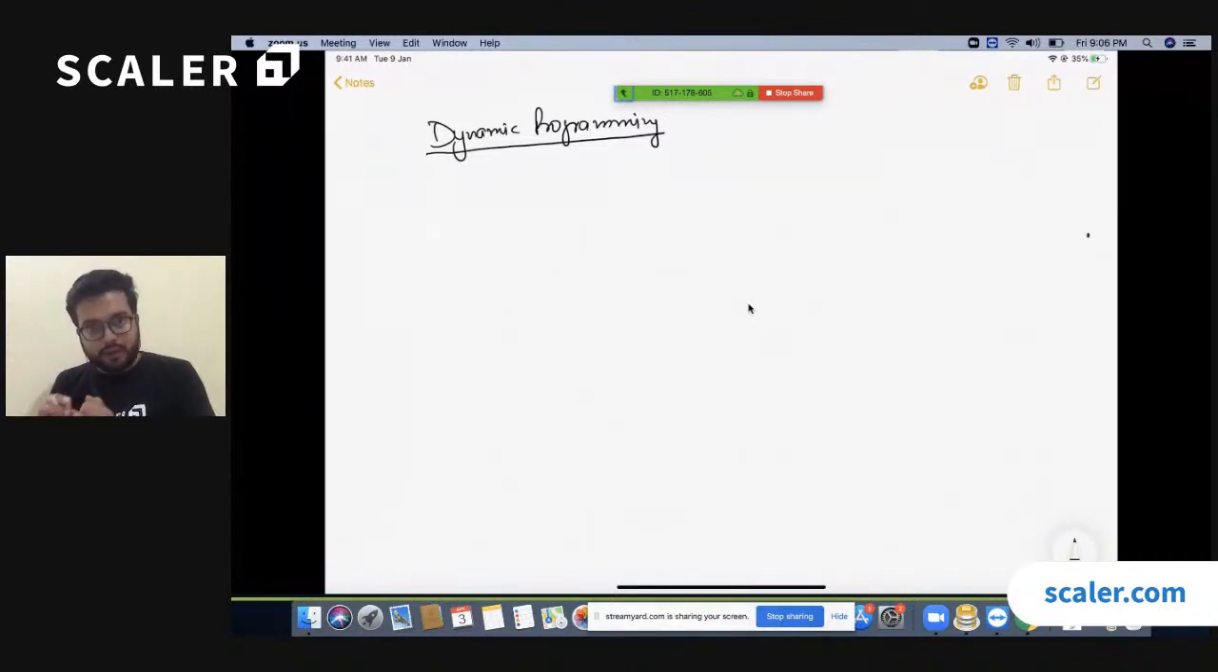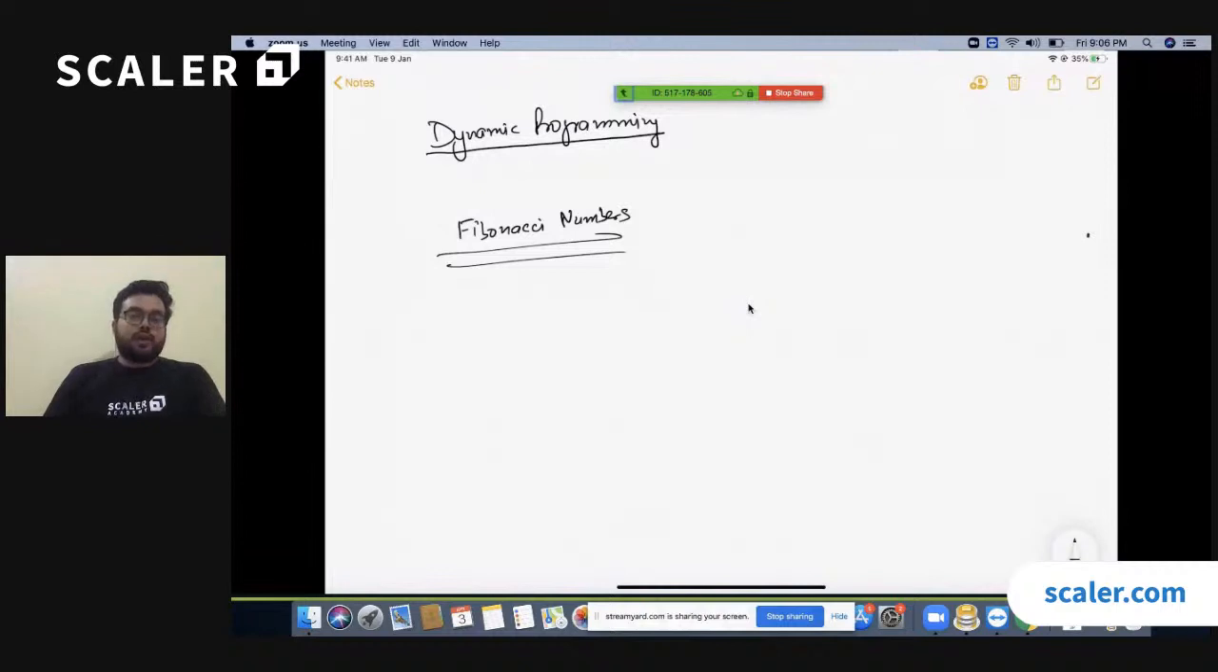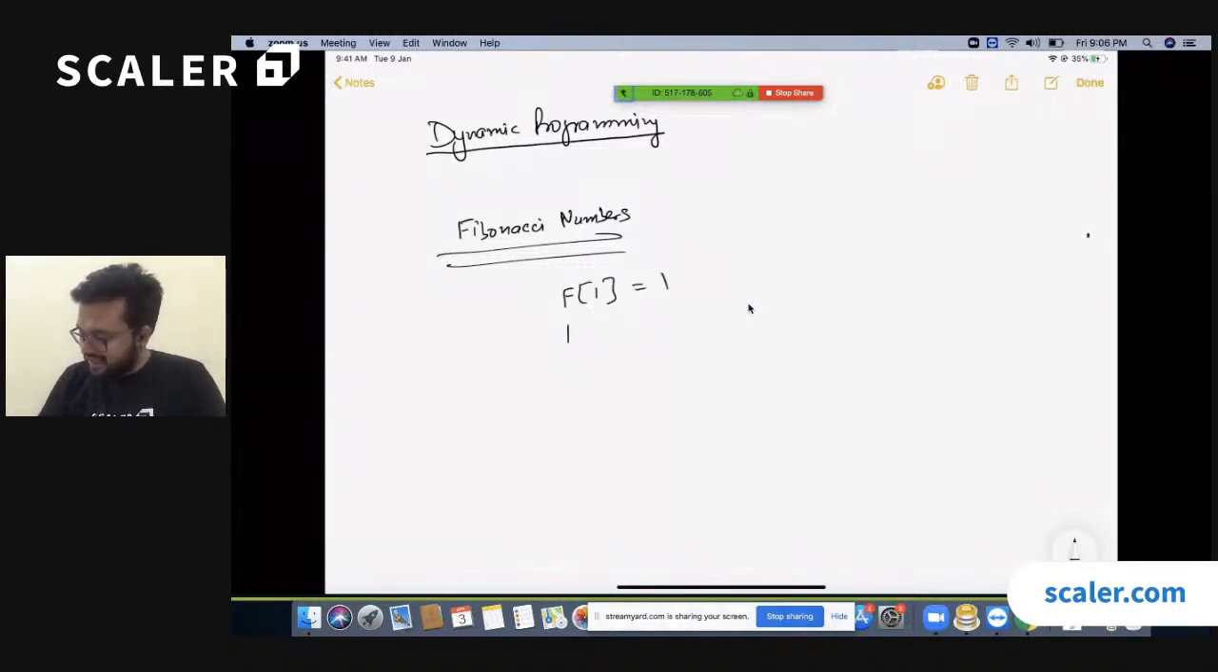The very first problem that we'd want to see, without actually knowing about DP, would be the problem of Fibonacci numbers. I am sure that most of you would have heard about this problem. The problem is as follows. You want to figure out the nth Fibonacci number. The first Fibonacci number, by definition, is 1. The second Fibonacci number is 1 again.